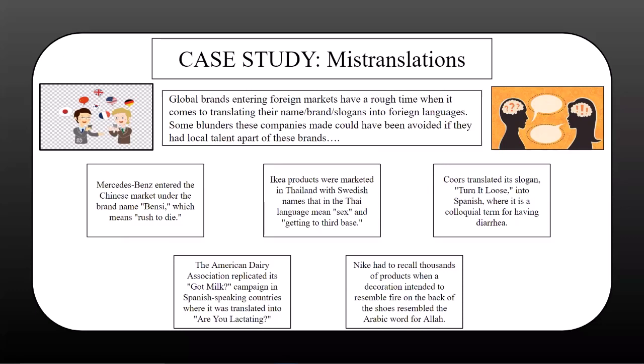There are many examples of these types of mistakes. Some blunders these companies made could have been avoided if they had local talent as a part of these brands. For example, Mercedes-Benz entered the Chinese market under the brand name Benzi, which means rush to die. IKEA products were marketed in Thailand with Swedish names that in the Thai language meant sex and getting to third base. And Nike had to recall thousands of products when a decoration intended to resemble fire on the back of their shoes resembled the Arabic word for Allah.